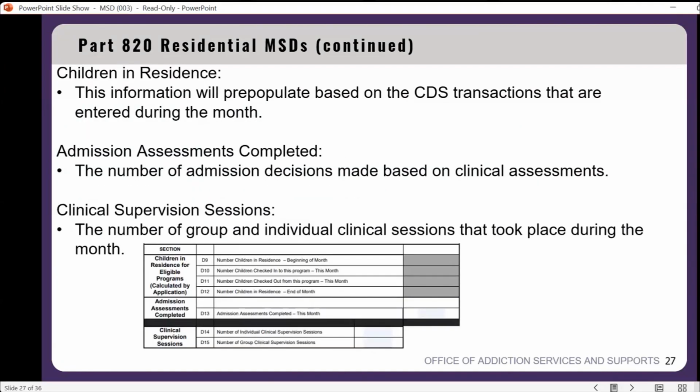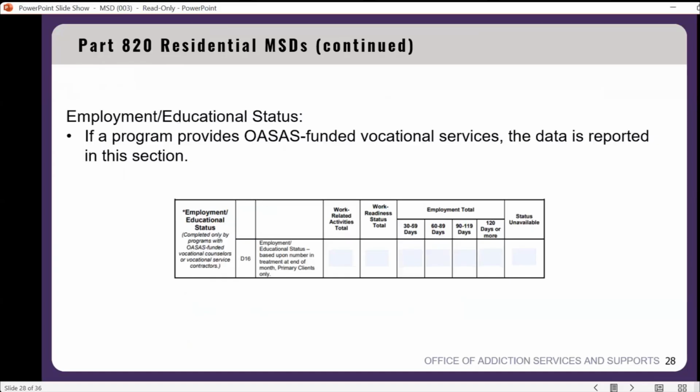Children and residents. This information will pre-populate based on CDS transactions that are entered during the month. Admission assessments completed. The number of admission decisions made based on clinical assessments. Clinical supervision sessions. This is the number of group and individual clinical sessions that took place during the month. Employment educational status. If a program provides OASAS-funded vocational services, the data is reported in this section.